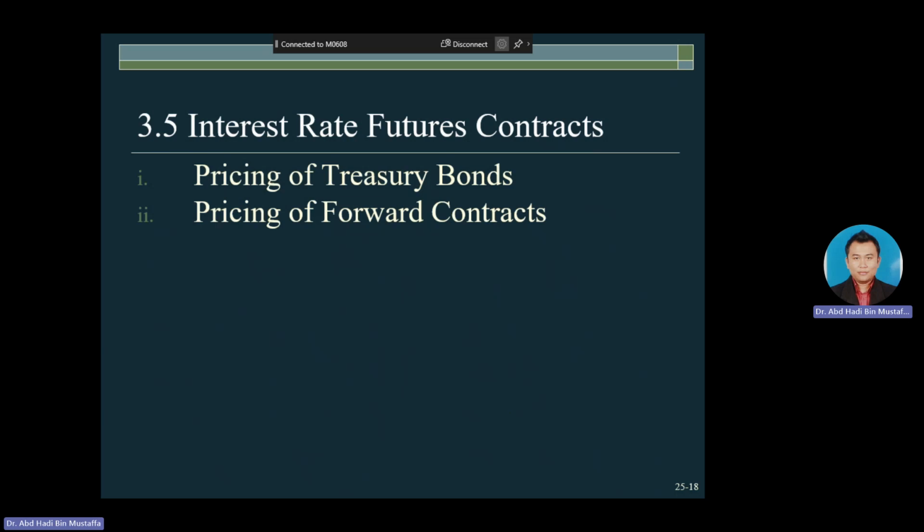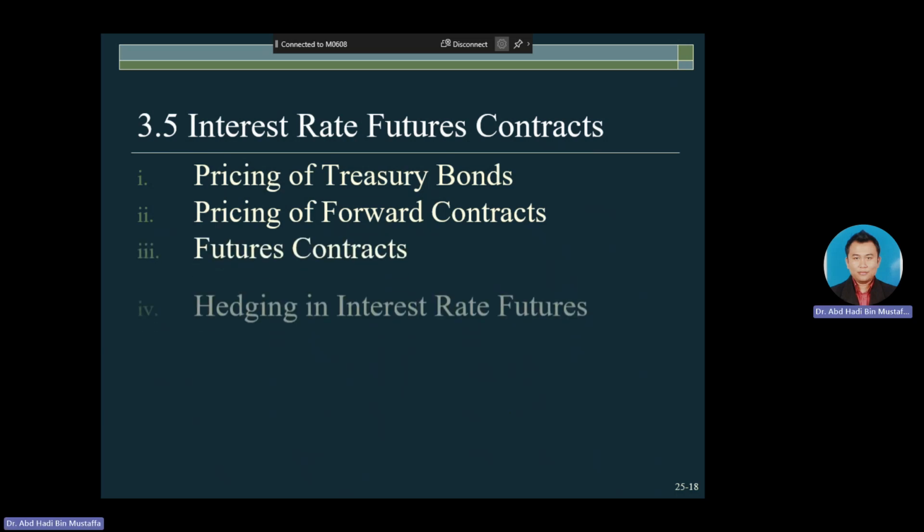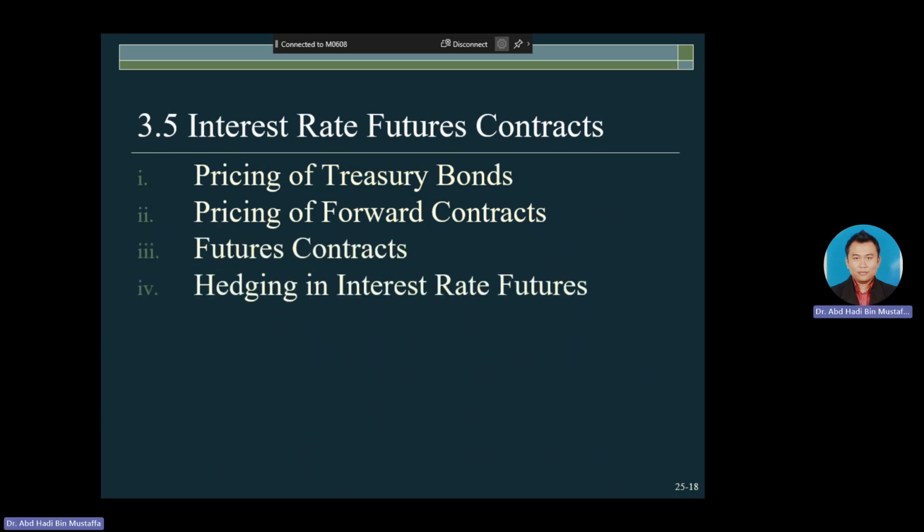And then also, not only commodity, but we also have interest rate futures. We can also play with the interest rate futures. Okay, but again, same principle: buy when the interest rate is lower, sell when the interest rate is higher.